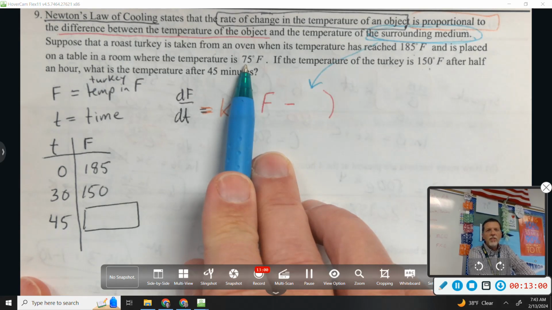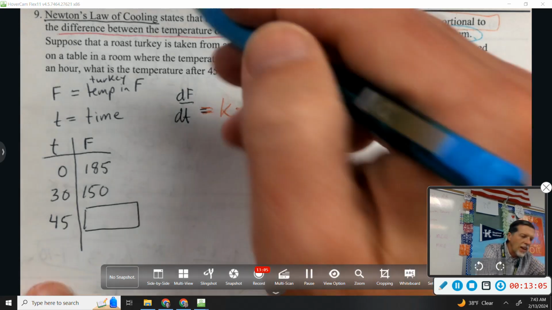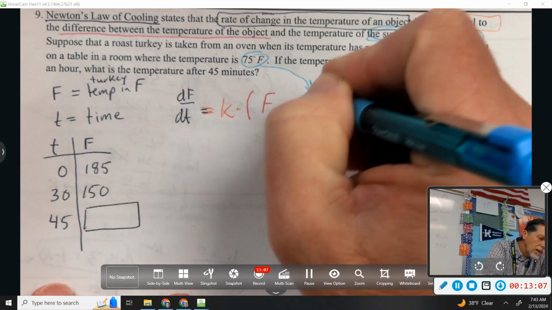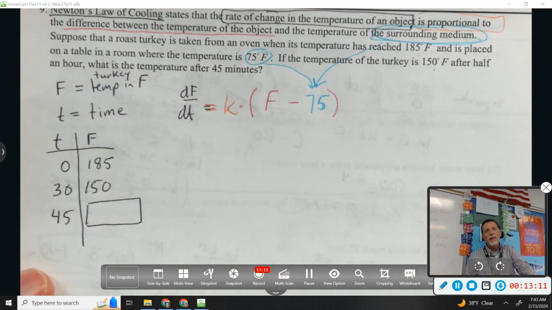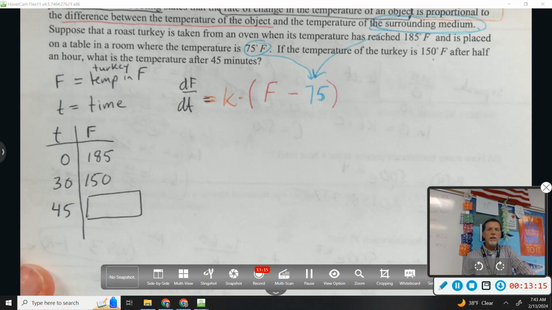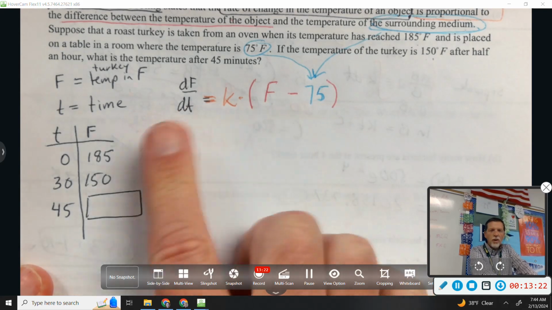Room temperature is 75. That's the surrounding medium. So that 75 is what goes there. That's a constant, so we don't have to worry about that as a variable. That's a constant 75. Okay, so I've got an equation, so I'll have to separate and integrate.